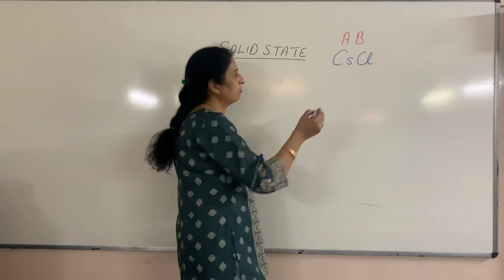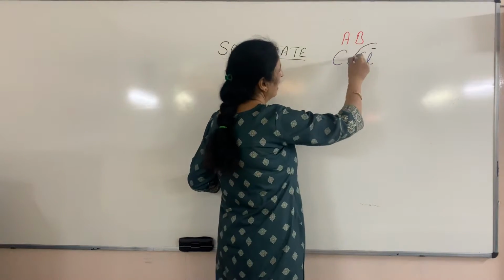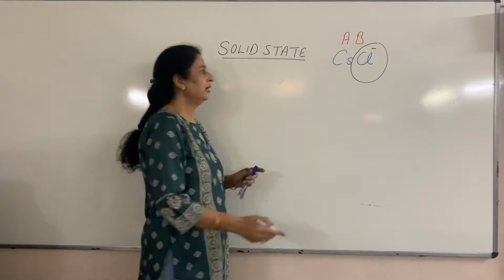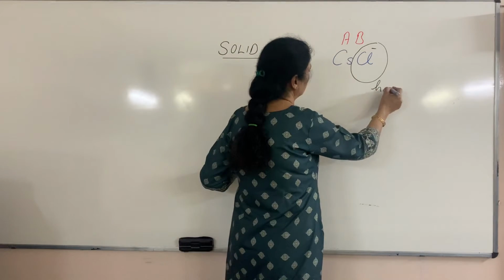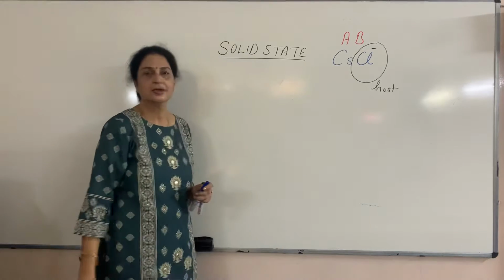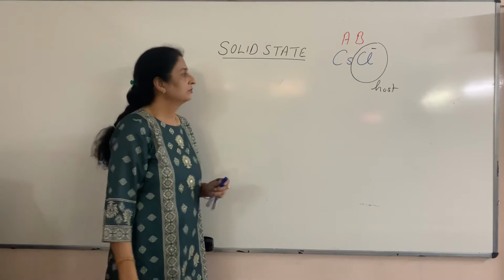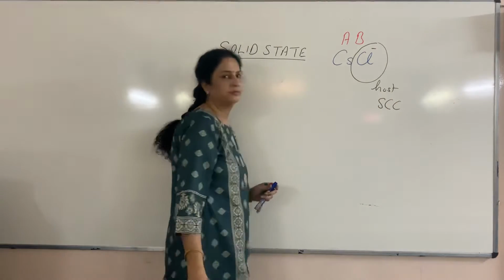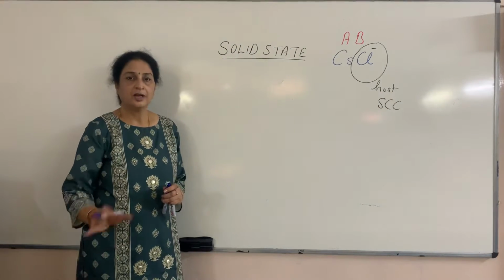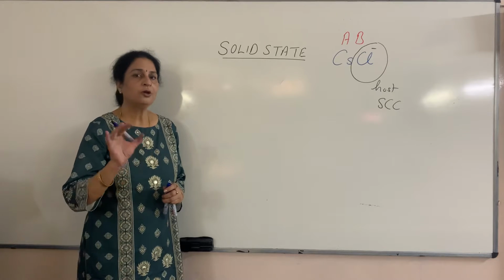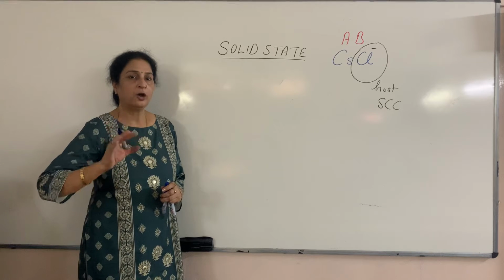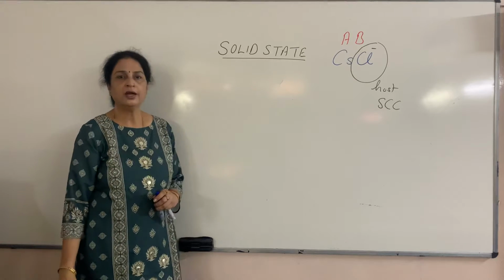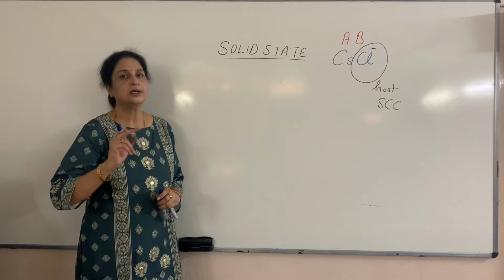In this case, a normal feature is seen, that is, the anion is as usual bigger in size and acting as a host. But in this case, it is adopting SCC packing, not the FCC. There are 5 representatives. Out of 5, 4 are adopting FCC. Only this is the case in which the chloride ion is adopting SCC.